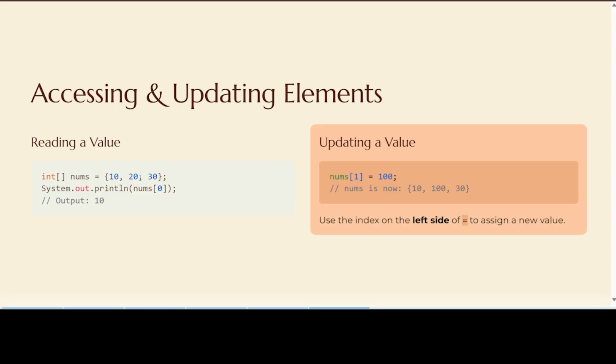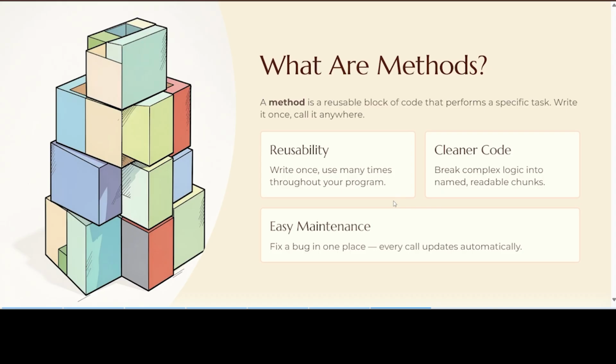Here the value is 20, but we are changing it to 100, right? So we use the left side of the equals sign to assign the value. Okay, this is assignment of values. Now next we are going to see methods.